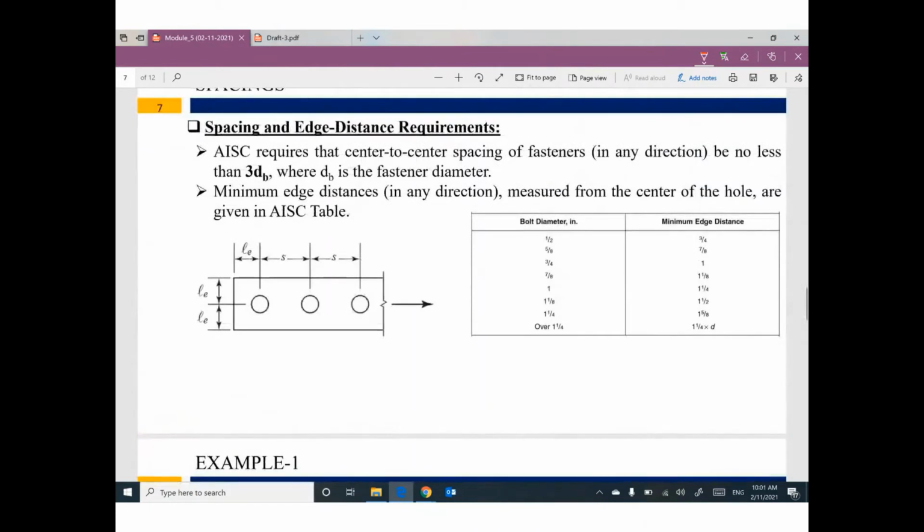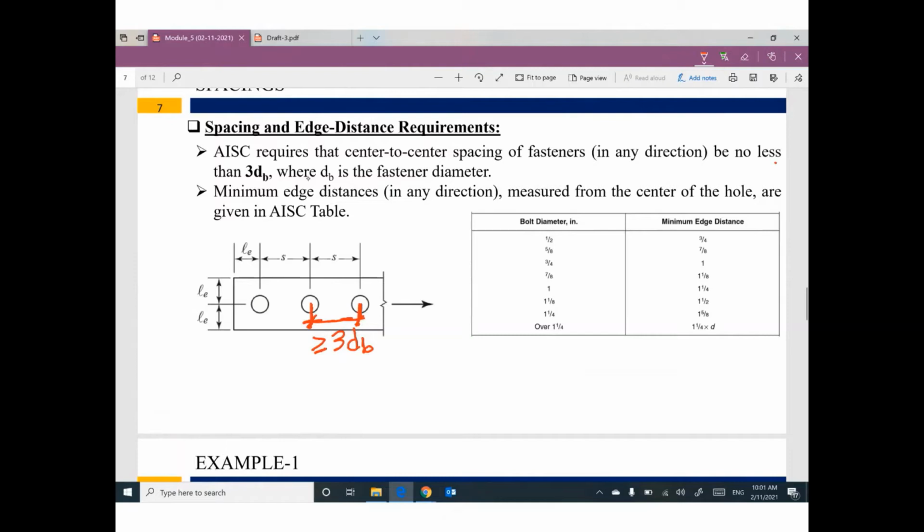Before starting the first example, we have a few requirements. If you would like to arrange your bolts, we have a minimum spacing between the center line of this bolt and the center line of the next bolt. This distance must be greater than or equal to 3 diameters of the bolt. So AISC requires that center to center spacing of fasteners be no less than 3 diameters of the bolt.